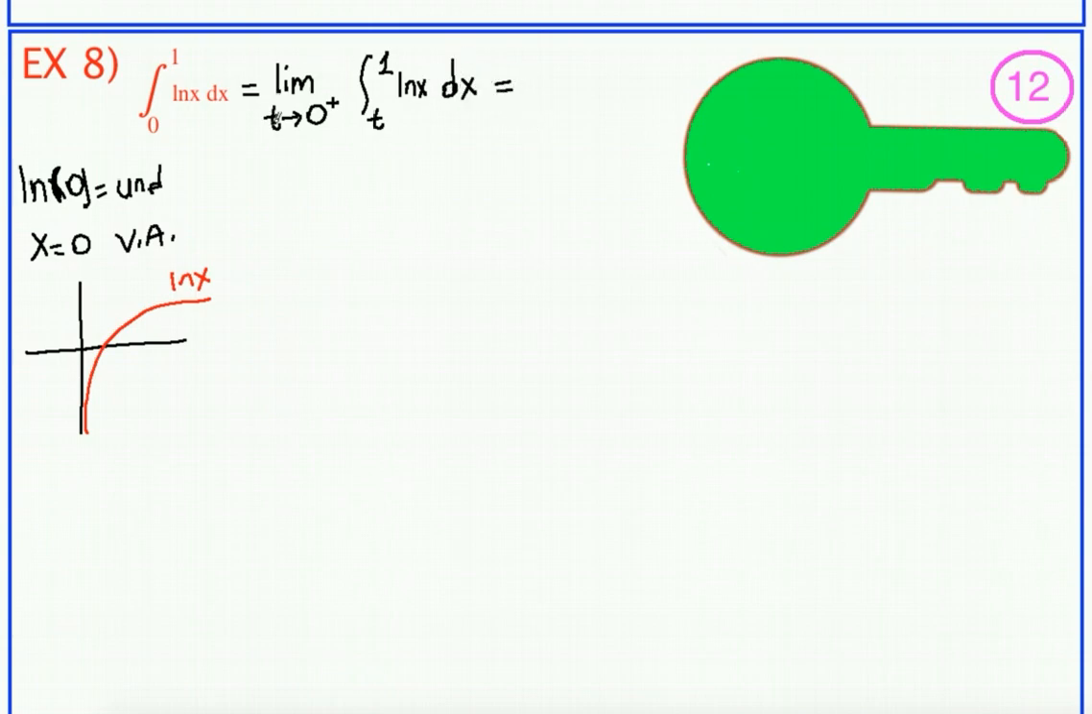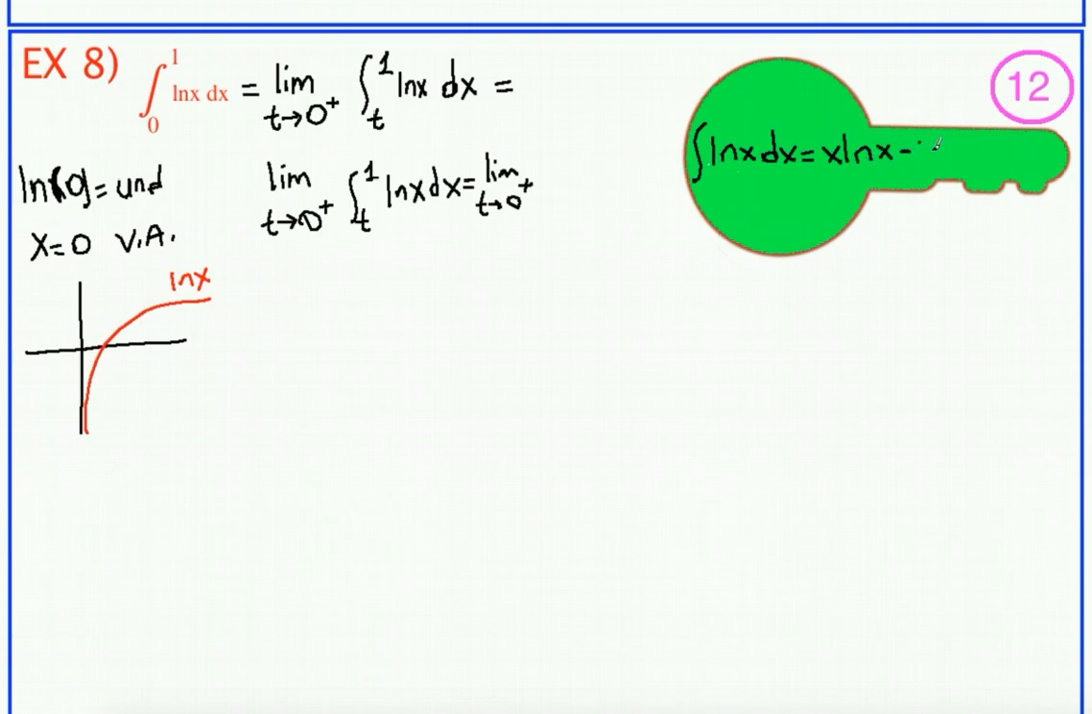Now our second step is to calculate this integral. Limit as t is approaching 0 from the right, integral t to 1 of ln of x dx equals limit as t is approaching 0 from the right. So what is the integration of ln of x? This is one of our classical integrals. You need to know it by heart. Integral of ln of x dx equals x ln x minus x plus c.